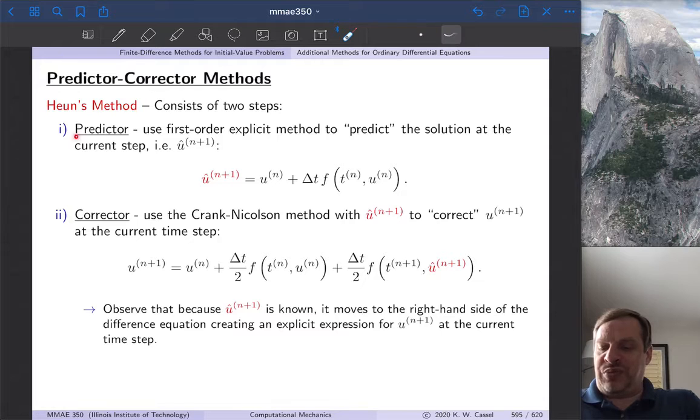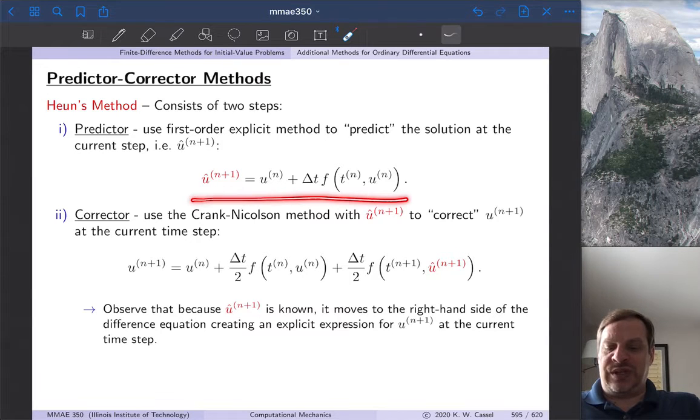The first step, the predictor step, we use the first order explicit method to predict the solution. Now we're going to put a hat on the variable u, so it's going to be u hat, because it's an intermediate solution at the next time step. It's not the solution at the next time step. So this is precisely the first order explicit method as we had before.